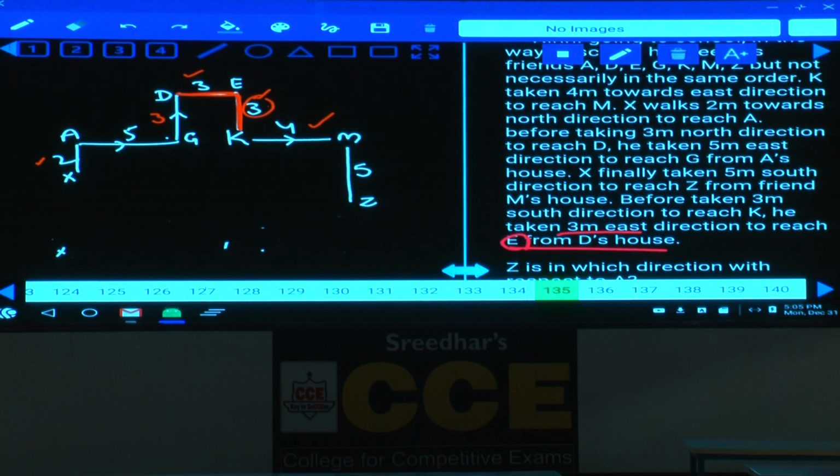From point D, he has taken 3 meters east to reach E. Before reaching K, he has taken this one. After reaching E, he has taken south 3 meters. That is what is said here: before taking 3 meters south to reach K, before that, how far did he go? He went 3 meters east from D.